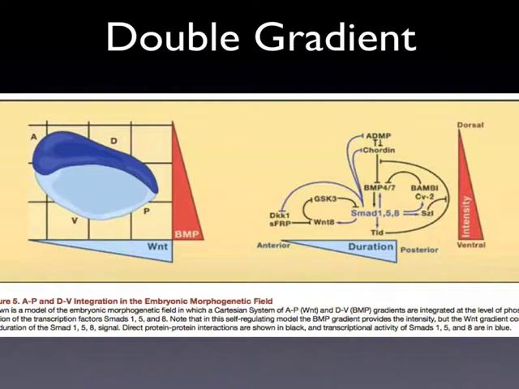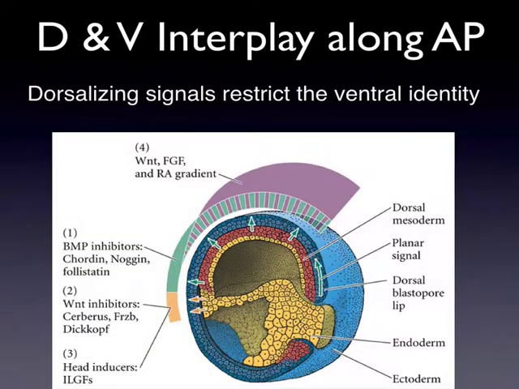All right, so increasing duration and increasing intensity of the signal, Wnt and BMP, is really imposing a Cartesian coordinate system on this three-dimensional embryo. All right, another illustration showing something very similar. And also, I want you to realize that because we have this double concentration gradient, we are actually establishing both DV and AP with the same two signaling molecules.